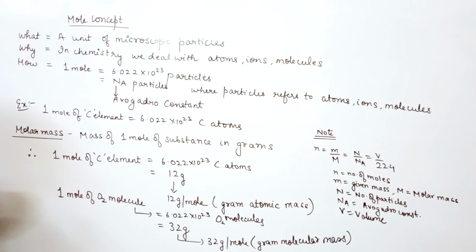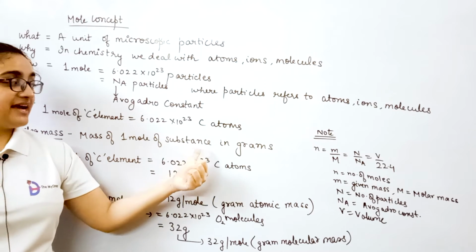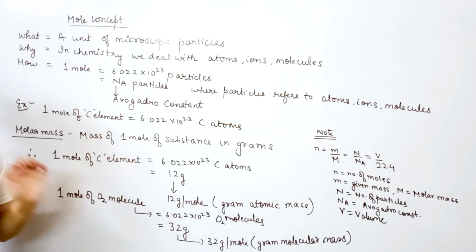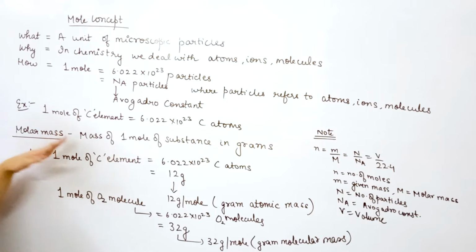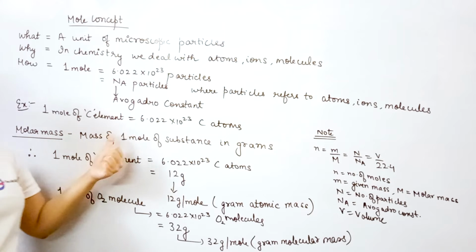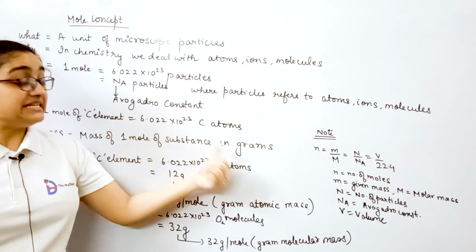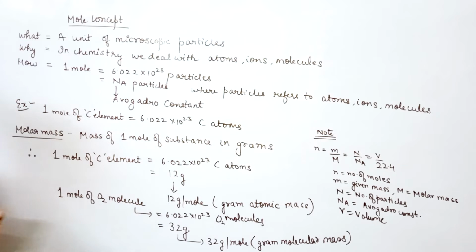Now we have discussed the mole concept. Moving to molar mass. Molar mass is basically the mass of 1 mole of a substance in grams. This is what molar mass is. So in a simple way, we can define that the mass of 1 mole of a substance in grams is called molar mass. Okay. Therefore, let's take this example again.